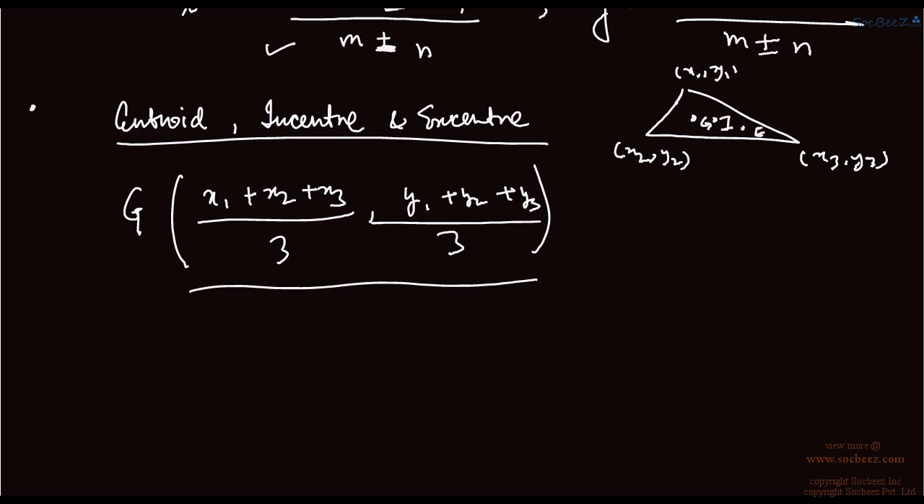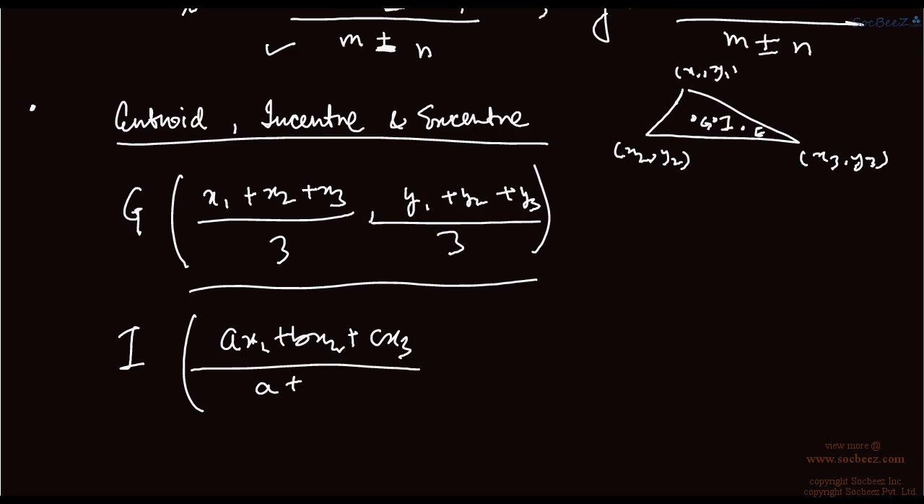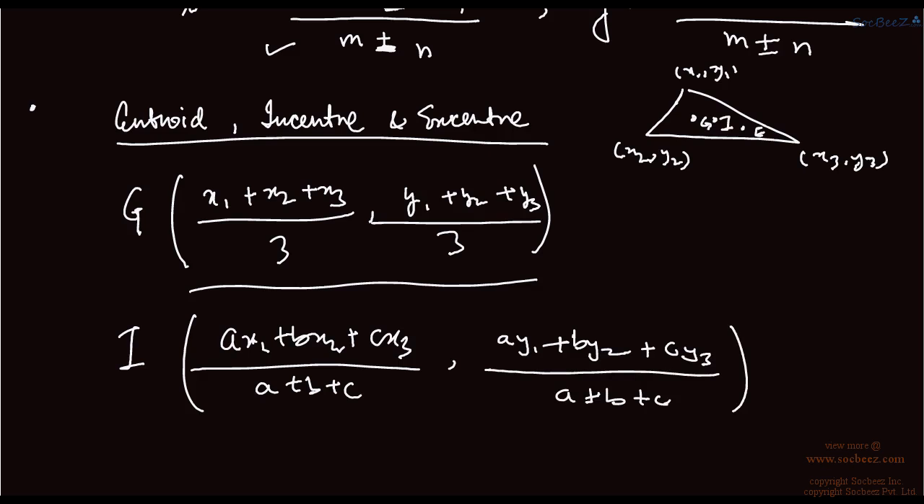You add all the x coordinates of all the vertices and all the y coordinates and divide by 3, which is the mean, of course. Then you have the incenter. The formula for the incenter is (a x1 plus b x2 plus c x3) divided by (a plus b plus c), comma (a y1 plus b y2 plus c y3) divided by (a plus b plus c). This is also easy to remember.